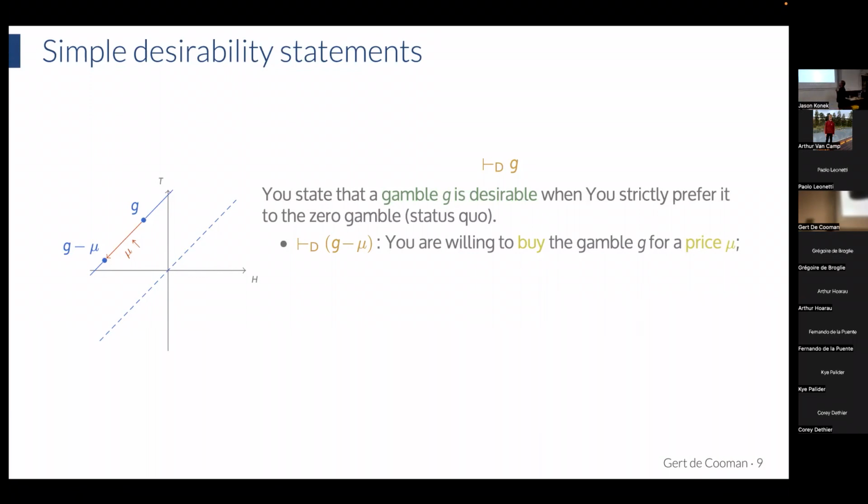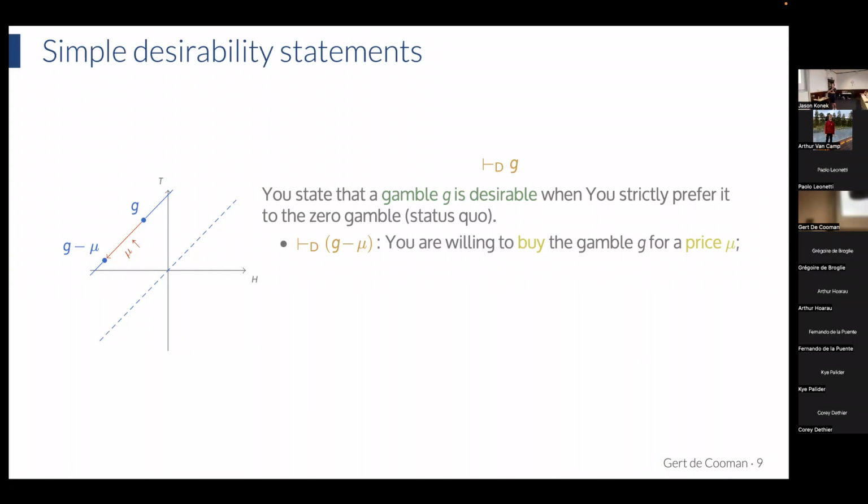Those are all the constant gambles. And so G minus mu: if I have a G here, and I subtract, or I add, a constant gamble to it, the gambles that are of this form are on this blue line. So what I do is draw a straight line parallel to this blue dotted line through the gamble G.